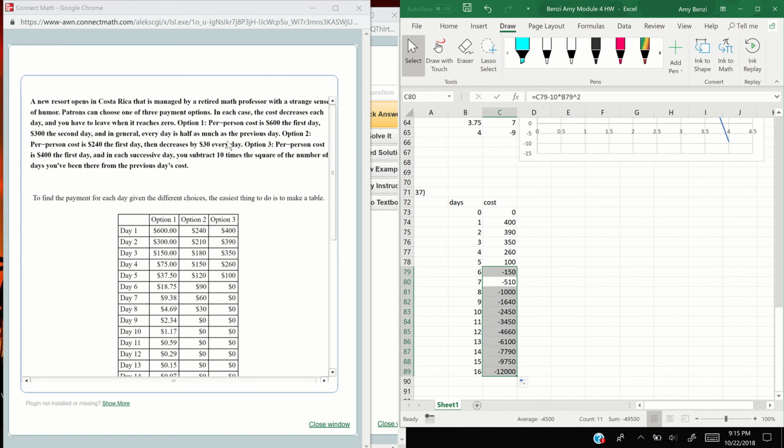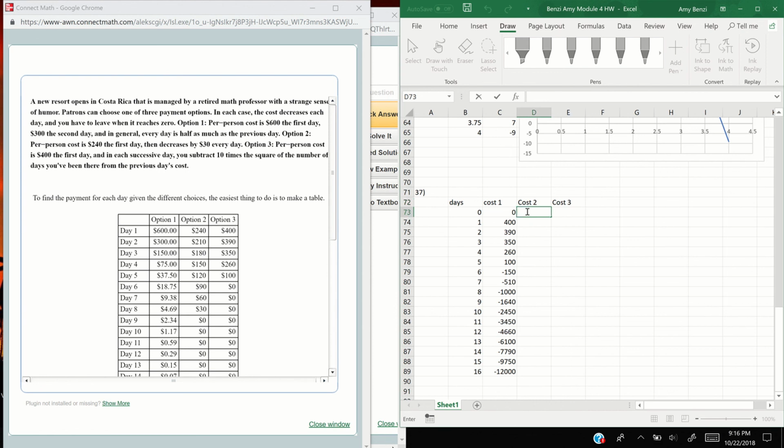All right, what's the next thing we've got going here? Option 2, where does it say? Option 2, per person. The cost is $240 the first day. Then it decreases by $30 every day. Well, that's easy enough. I'm just going to copy this little column here. Or I could actually just leave that. Let's just call this cost 1, and this will be our option 2. Call it cost 2, just since I already put the word cost there, and cost 3.